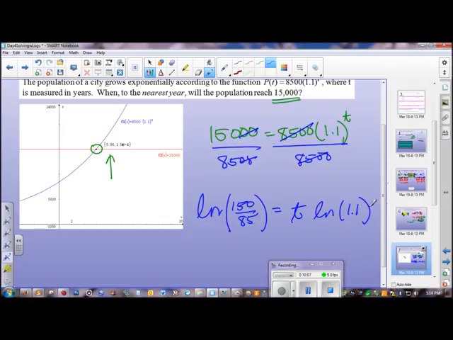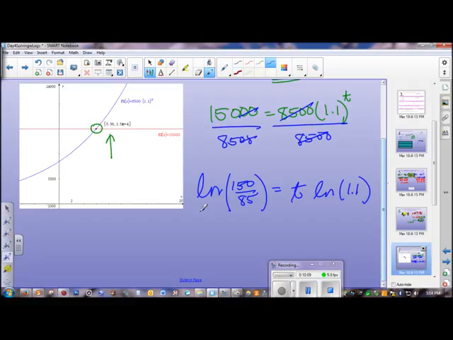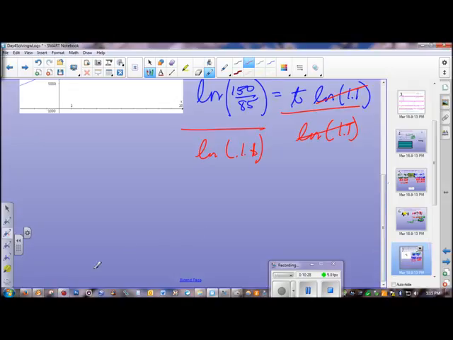Last thing to do, we're almost at our algebraic solution here. If I divide both sides by the natural log of 1.1, oops, it's a 1.1, that will leave me with nothing but a t on that right hand side, and then I can move over to the left hand side and type all that into my calculator.